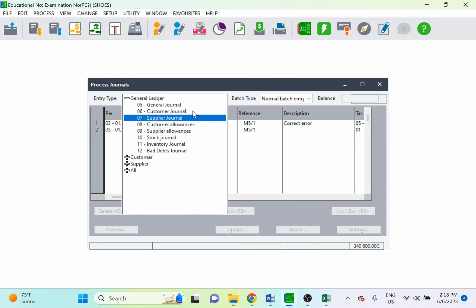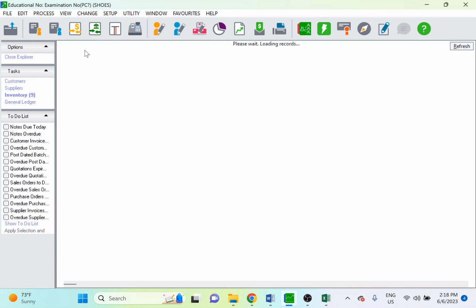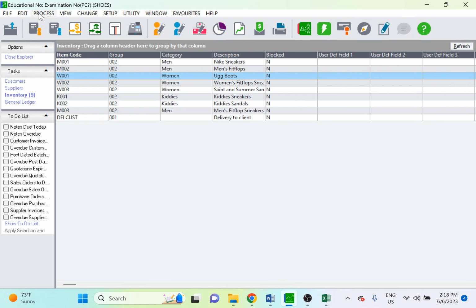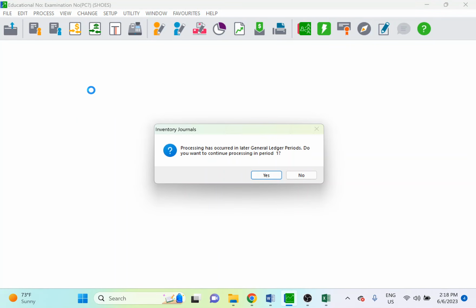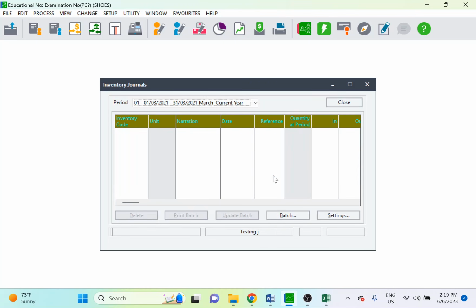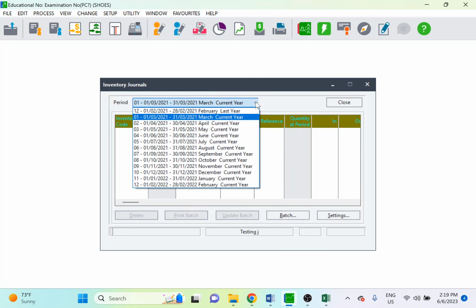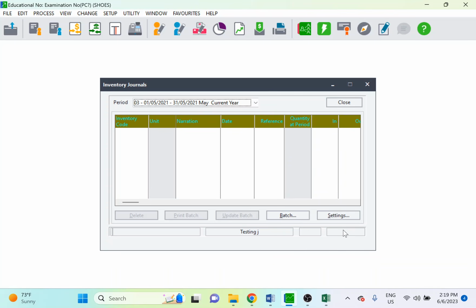The next one, M5/2, is the Inventory Journal. Okay, so we'll need to close this. Then we go under process, inventory journals. Processing has occurred in the later general ledger periods. Do you want to continue? Just click yes, and then we'll change the period this side to period number 3, May 2021.